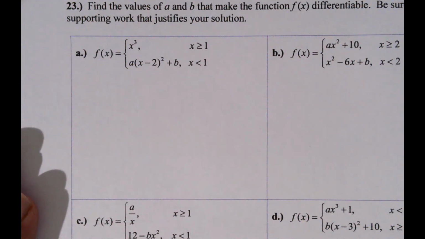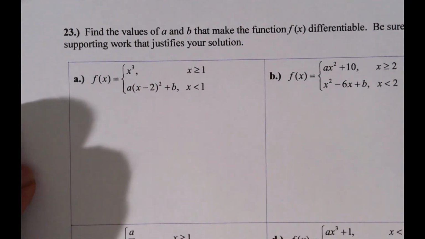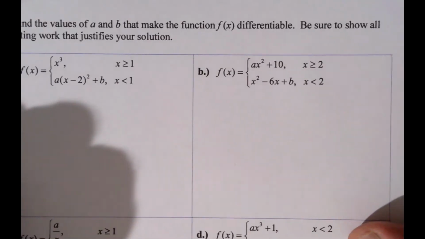This is page 96 of the IB of the Incredibles book. All right. Let's look at this. Number 23: find the values of a and b that make the function differentiable.